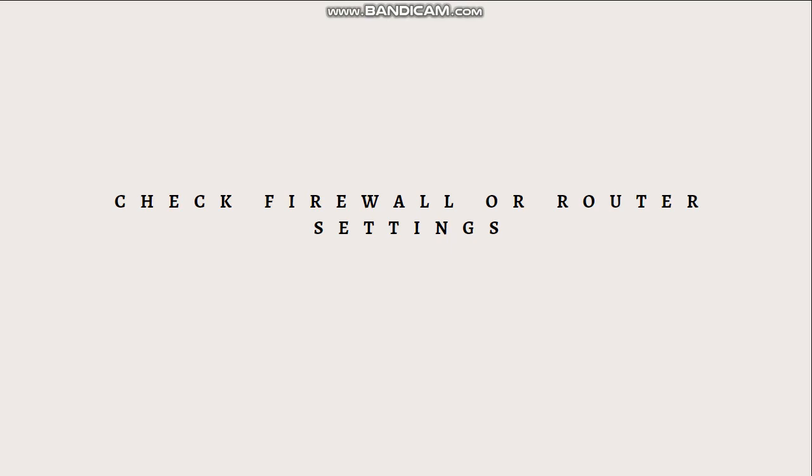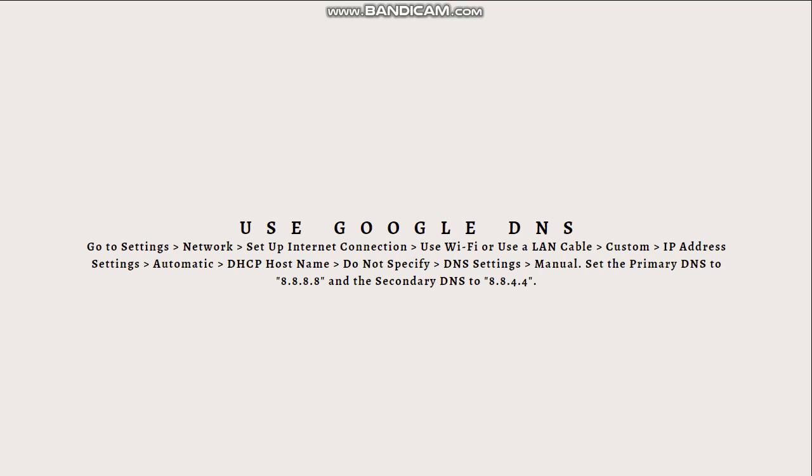Next is to use Google DNS. So changing your DNS settings to Google DNS may help resolve network-related errors. Just go to Settings, then go to Network, then go to Set up Internet Connection, and then go to Use Wi-Fi, just like before, or Use LAN cable. Next, go to Custom, and then go to IP Address Settings, and then click Automatic, and then DHCP Host Name. Then click Do Not Specify, and then DNS Settings and click Manual.